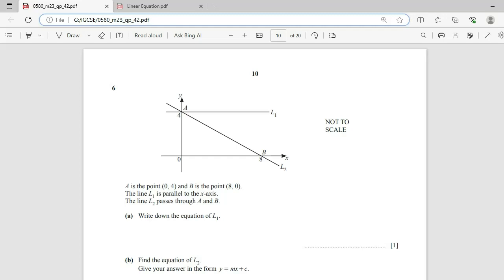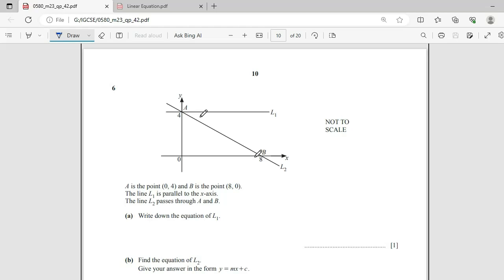The question number, as you can see on my screen, is 6, and in this question we will discuss what we can do when we get this kind of question. First thing: A is the point (0, 4), and B is the point (8, 0).